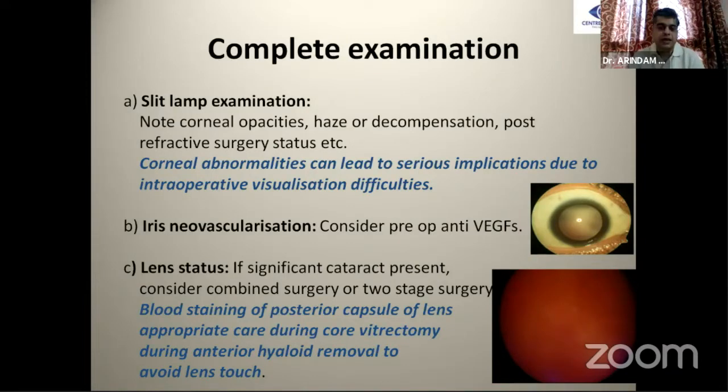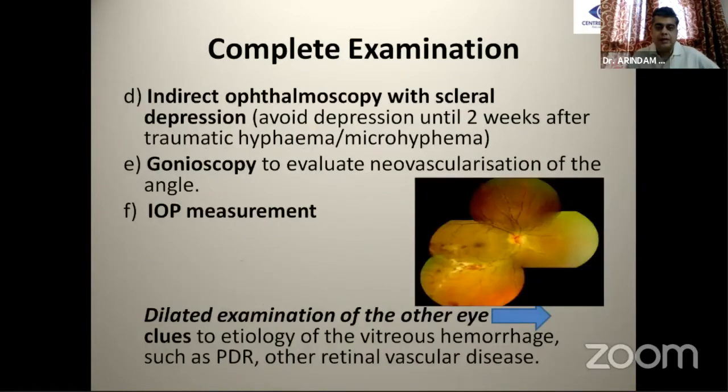surgery. Blood staining of the posterior capsule is important to note because that may lead to difficulties in removal of the anterior hyaloid. There is a chance of a lens touch. Neovascularization of the iris and the angle should be noted because they can create issues during the surgery by causing excessive bleeding unless preoperatively treated with anti-VEGFs.